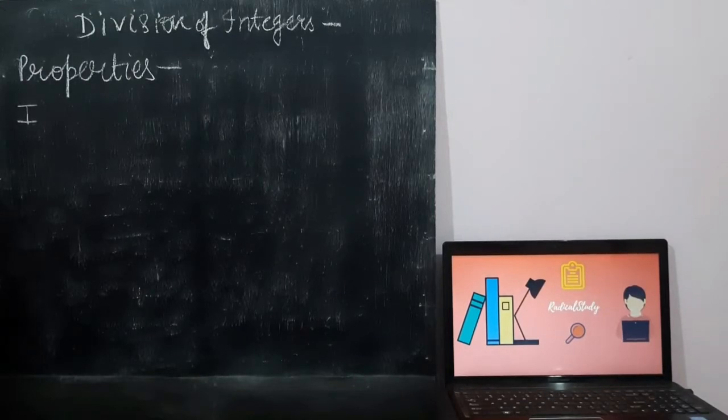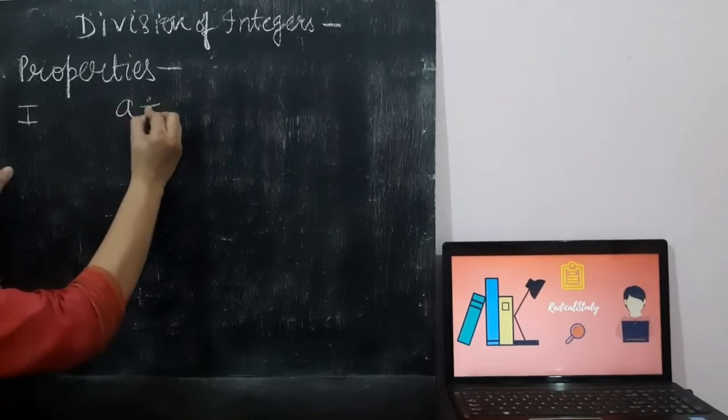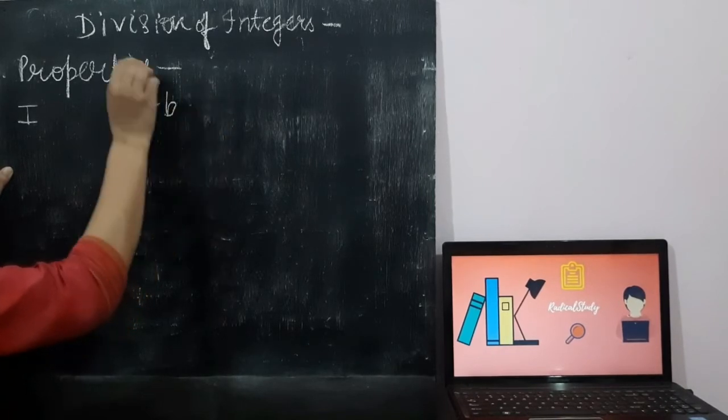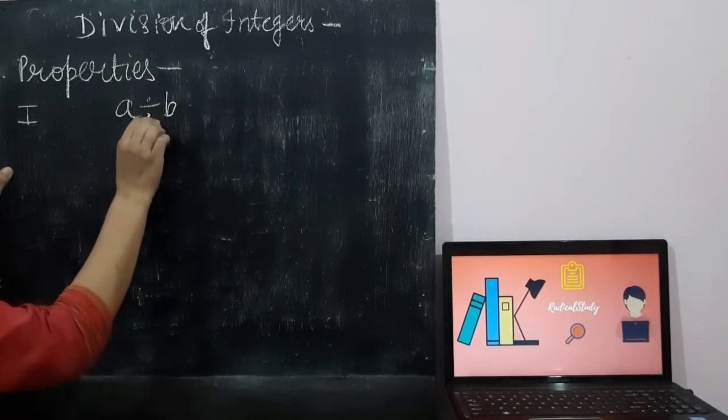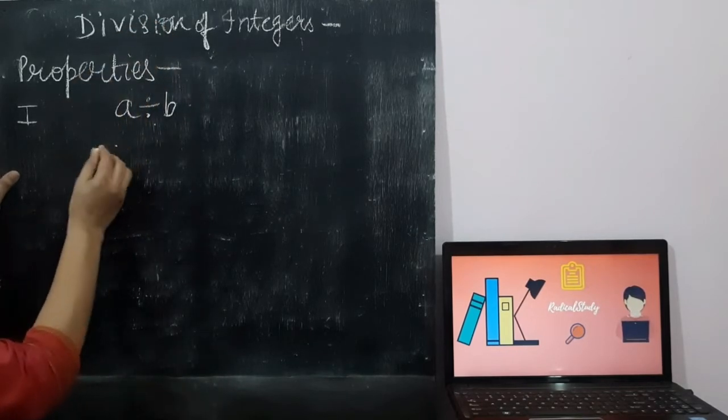Yes students, now I will explain to you the properties of division of integers. The first property is, if a and b are integers, then a divided by b is not necessarily an integer. When we divide any two integers, it doesn't mean the answer is always an integer. That means the closure property does not follow in division. I will explain this with some examples.